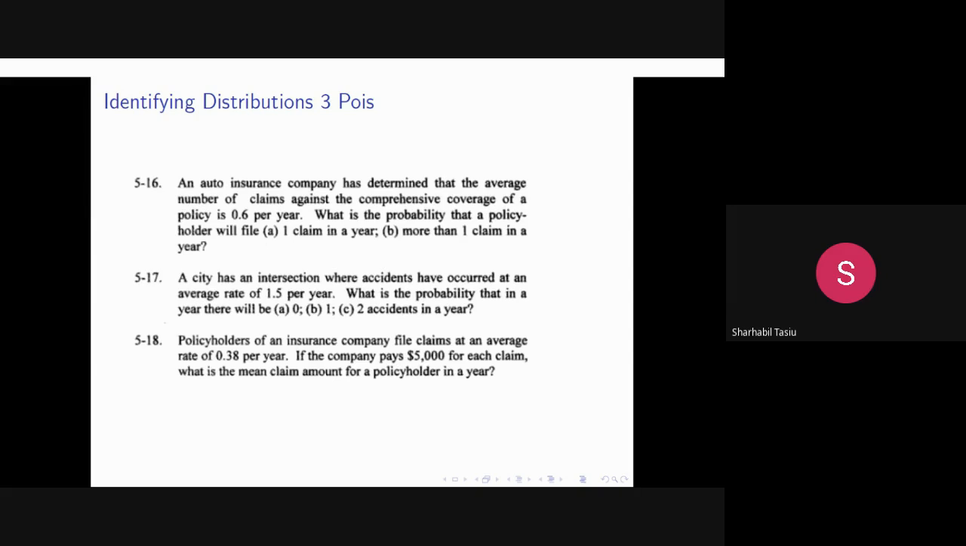So most times, immediately you observe a rate in a particular question, you know that we're talking about the Poisson distribution. That's correct. What about the 518? We say policyholders of an insurance company file claims at an average rate. Okay, this one too is straightforward. So let's look at another one.